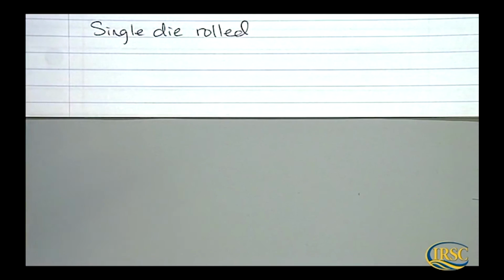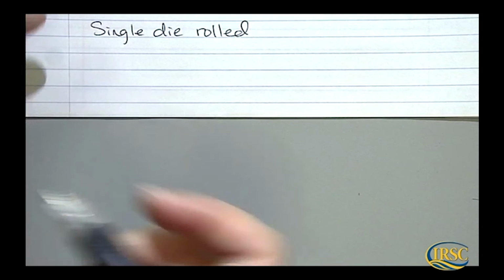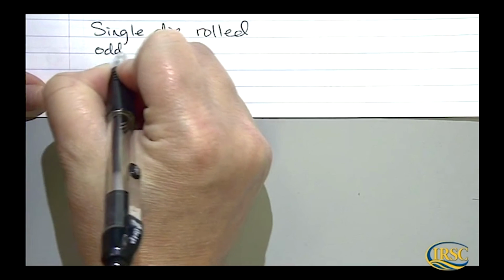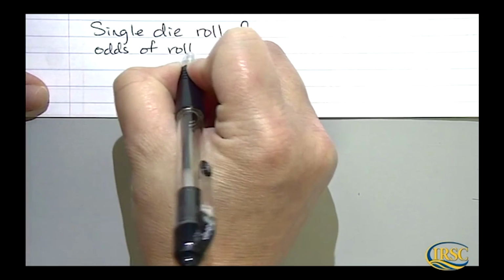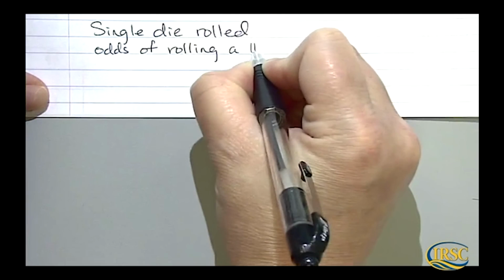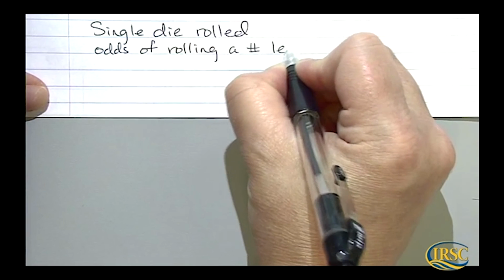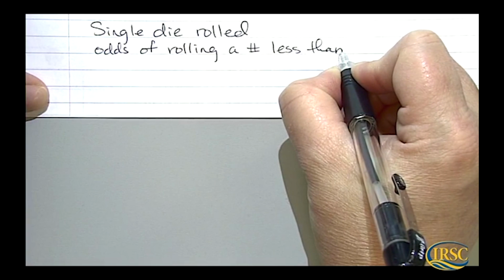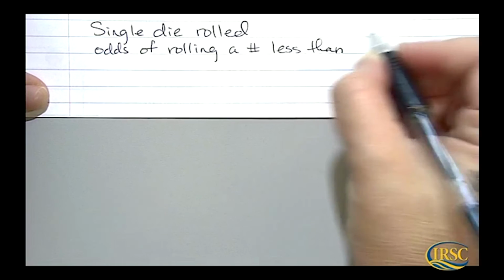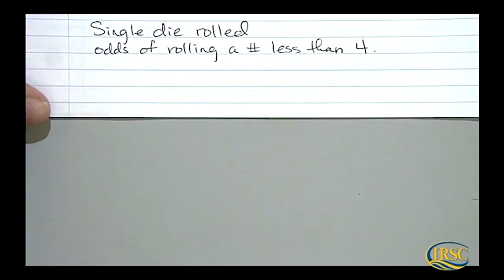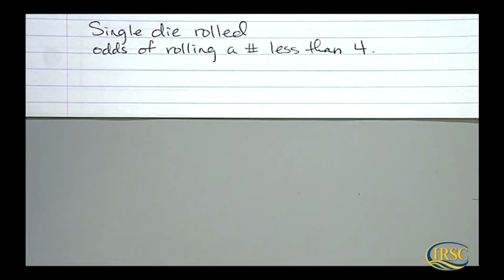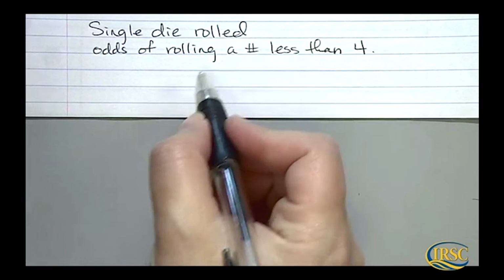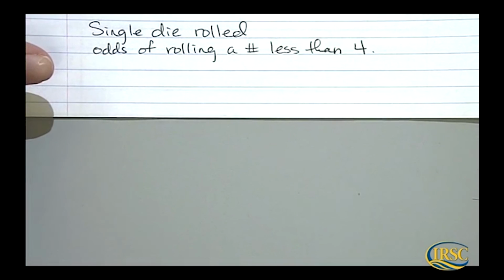And you want to find the odds of rolling a number less than 4. You know what? I'm going to change that to less than 3. Actually, no, I'll keep it. Less than 4. Okay. Sorry. All right. So single die roll, odds of rolling. Okay, and I didn't say what kind of odds, did I? So let's say odds in favor of.